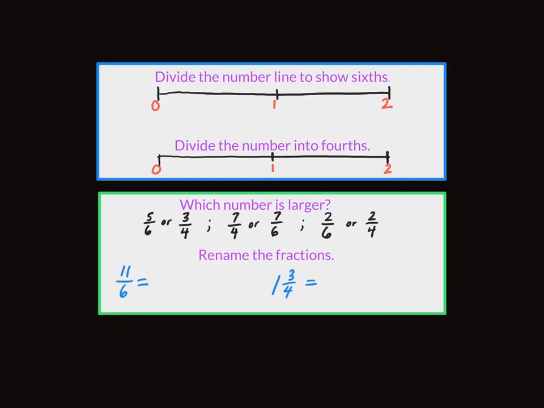Today we'll be looking at lesson 3.4, which is dealing with number lines and fractional number lines and how we can use those number lines to answer different types of questions. So our first situation here says divide the number line to show sixths. So that means from 0 to 1, I need to split it into 6 equal pieces.